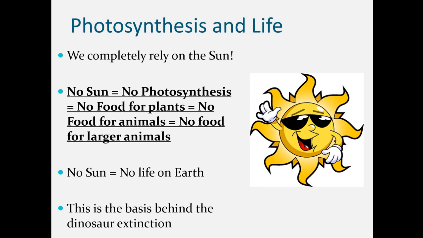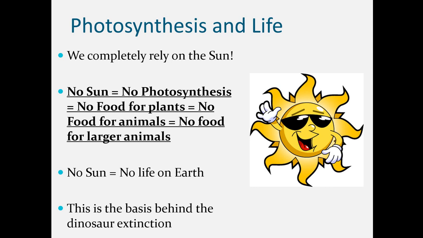If there is only the cloudy season, the photosynthesis rate is very low. No food for the plant, so there is very little. So no sun, no life on the earth, because the sun is the source of energy in the universe. This is the basis behind the dinosaur extinction.